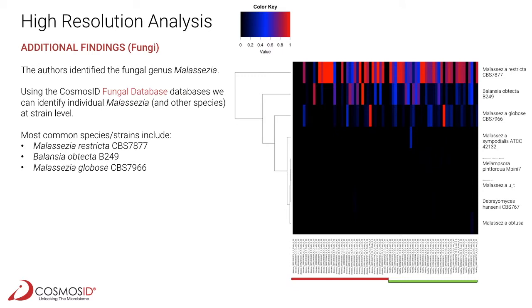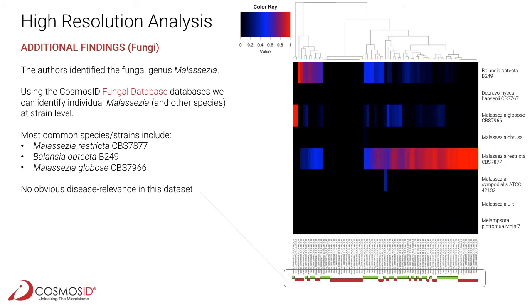The authors also identified the fungal genus Malassezia. Using the CosmosID fungal databases, we were able to identify Malassezia as well and resolve it to species and strain level. And we're listing here the most commonly identified species and strains. And as you can see down here once again, if you're sorting by cohort, in this case none of the 3 strains were disease relevant.